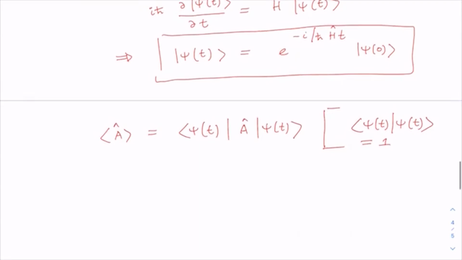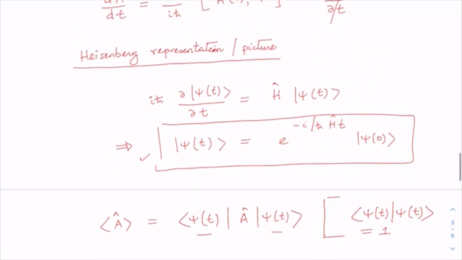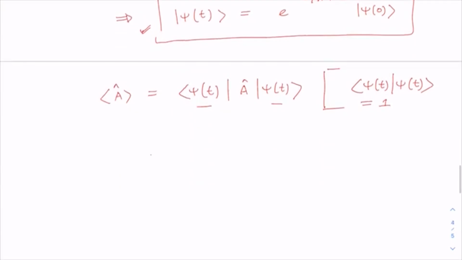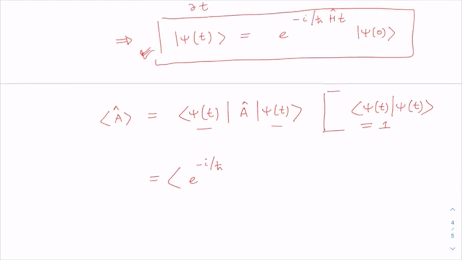Here you see that the operator A is time independent, while the time dependency is in the state vector psi of t. Okay, using the expression for the time evolution of the state vector, we can write down the expectation value of this operator slightly differently. What we can do is write it as minus i by h cross.